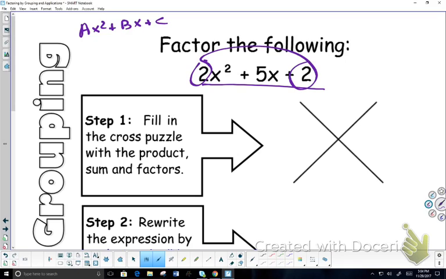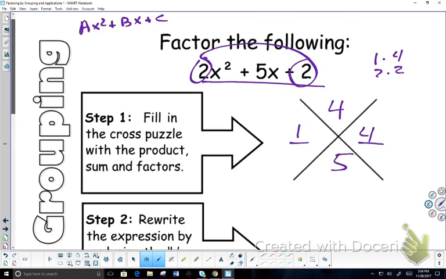To figure out our missing numbers, we're going to take the first and the last and we're going to multiply them. 2 times 2 is 4. We're going to take our middle term and put it in the bottom. Our missing numbers will multiply to give us 4 and combine to give us 5. So you're looking for the factors of 4. 1 and 4 will multiply to give me 4, and 1 plus 4 gives me 5.